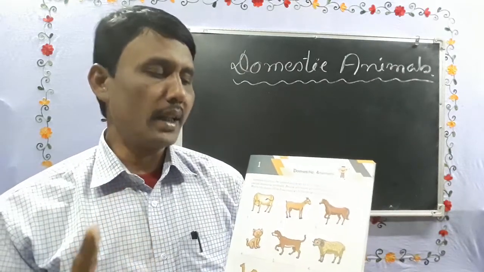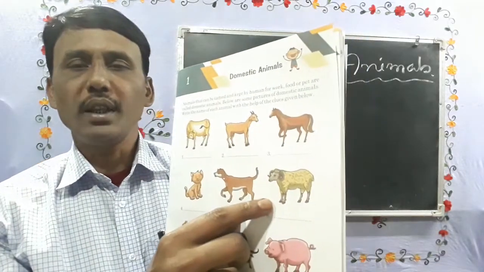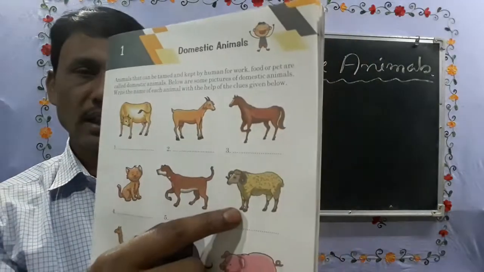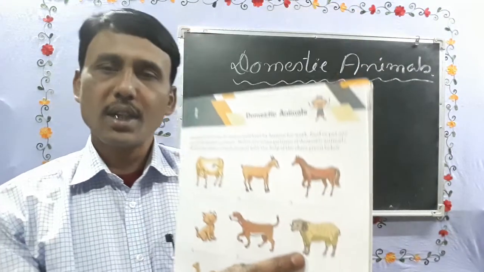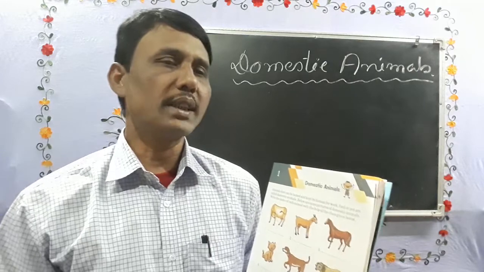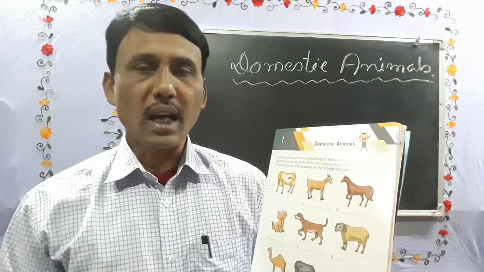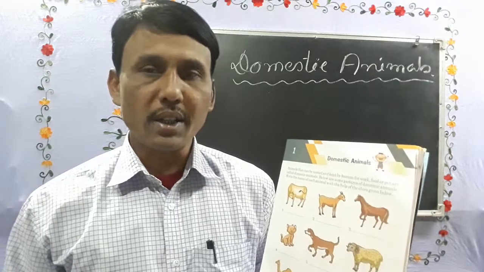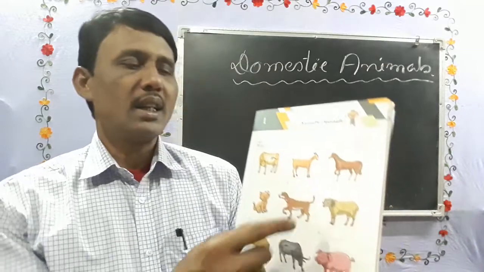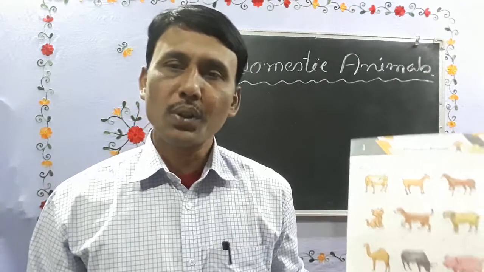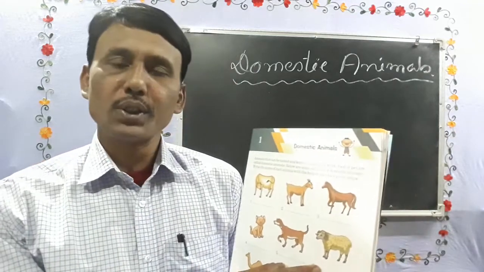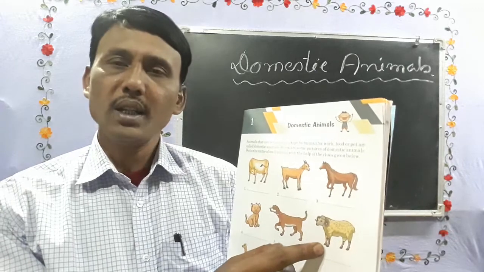Yes. Next picture. This is the picture of a sheep. Is that clear? So we are going to talk about the importance of the sheep. Okay. So we can say that the sheep gives us wool with which we make our clothes. Clear? And we also get meat from the sheep.